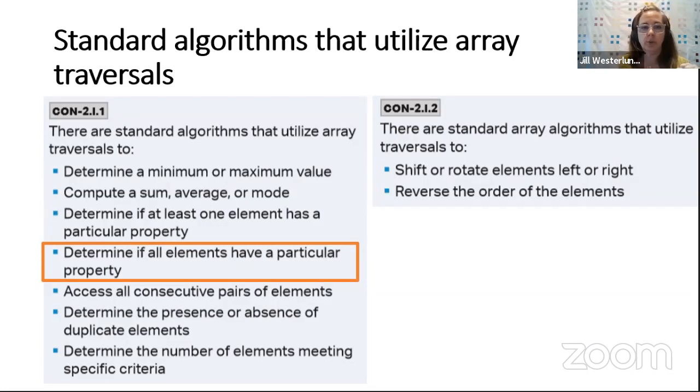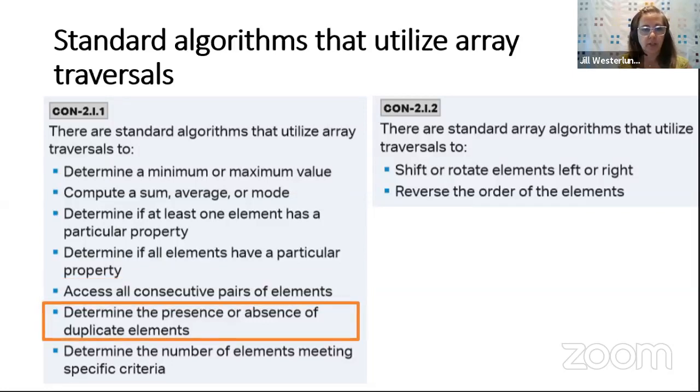The next one, determine if all elements have a particular property. I'm going to show you that one today with strings. Access consecutive pairs. So these would be where the array might have numbers that are beside one another that are the same. So 26, 26. And we're going to see that pop up in the free response that we're looking at today. I'm real excited about the free response that we're looking at today. It's on a topic that I like a lot.